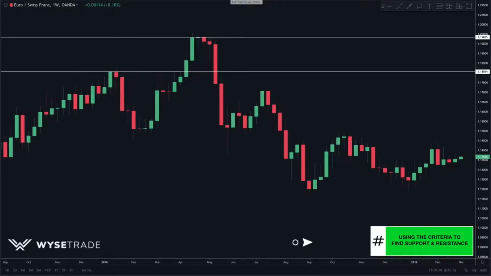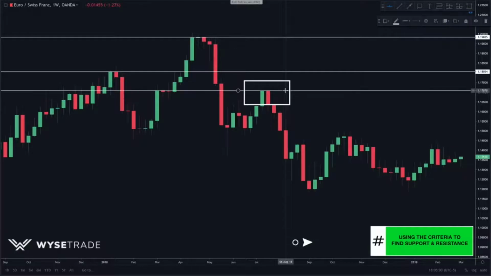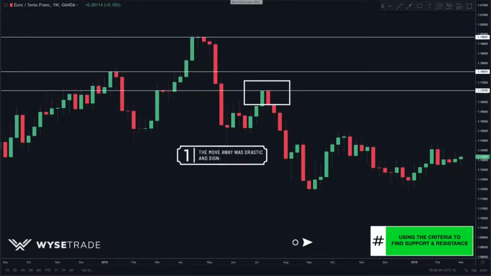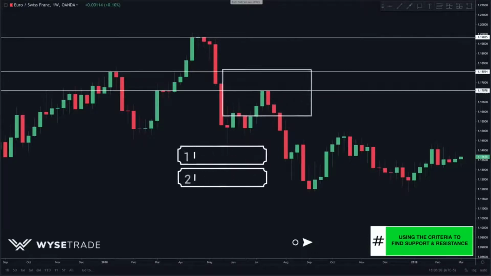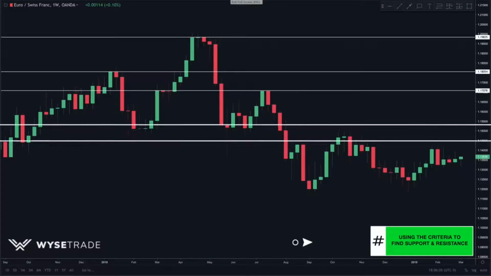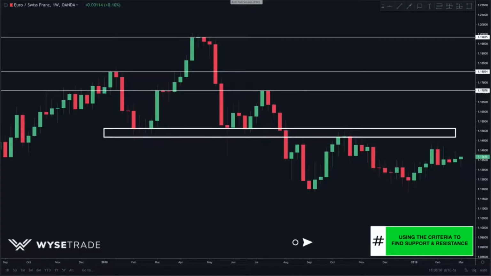So moving on down to the right, we spot this level here where price came up, hit and reversed from, so we draw it in. The criteria that this level satisfies is that the move away was drastic and the level is obvious. So moving on down, we spot this next level here, so we draw it in.